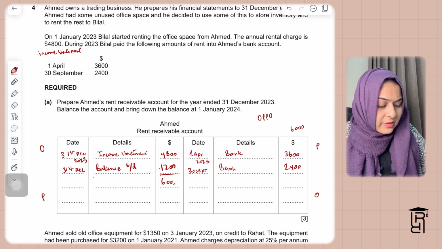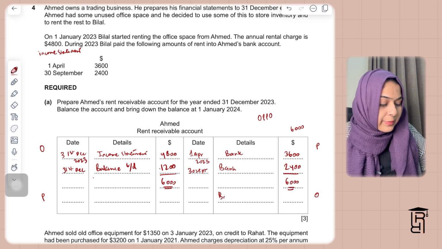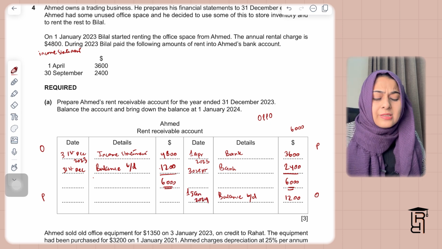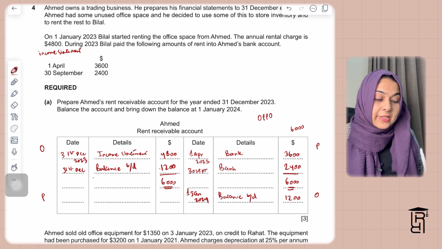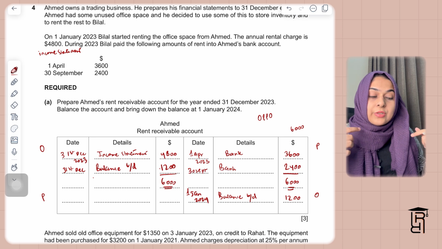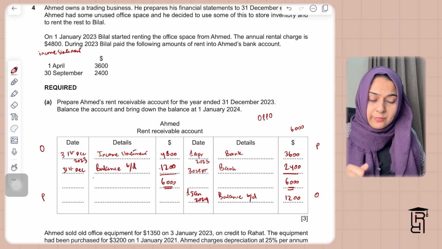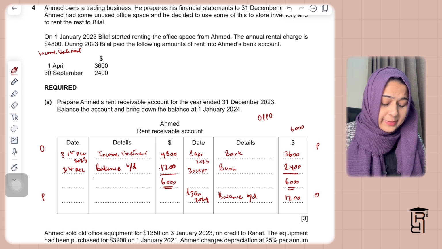This account will balance at 6,000 on both sides. This balance carried down will become your balance brought down on the credit side. This is my prepaid brought down for the next year that starts on 1st January 2024. So yes, that's it for this part. It was pretty simple. You need to know the double entry. Whenever we are receiving the income, we do bank debit and we credit the rent receivable account. Similarly, wherever bank is in this account, you need to write income statement on the opposite side of bank, which in this case is going to be on the debit side of this rent receivable account.